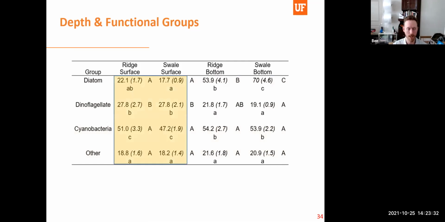And here, just looking at the surface overall, they both showed the same pattern, with cyanobacteria being the highest in the surface overall, followed by dinoflagellates. And then the bottom was dominated also by cyanobacteria and diatoms.